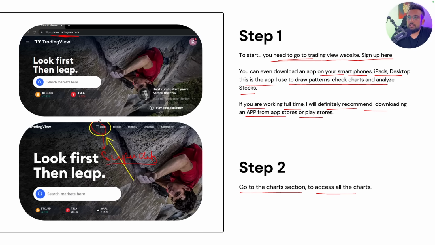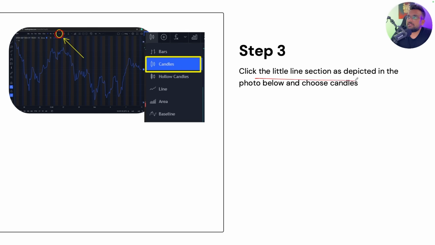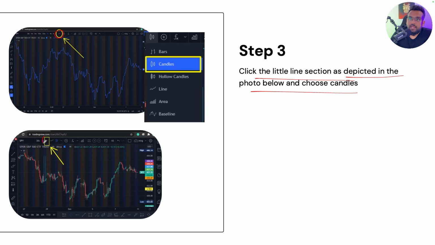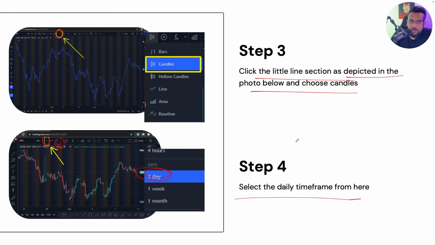Boom, okay? Then go right here. Step three, this is how the chart will come. It will be Apple or something, but there will be a line chart. Click at the top right where it says line and select candles. Click the line section depicted in the photo and choose candles. Then click this arrow icon right here and choose the 1 day time frame. Make sure you're on the daily time frame from now on. Okay, sweet. This is how you set up your TradingView.